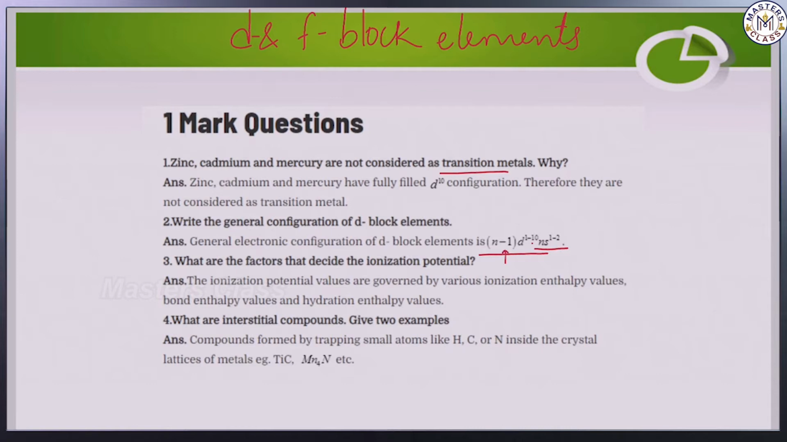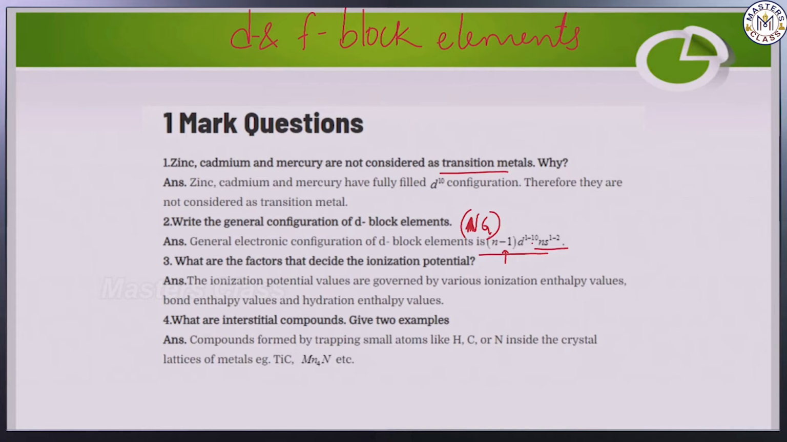That is, electrons keep getting added in the penultimate shell for the d orbital. Before that, the noble gas configuration will be there. Noble gas (n-1)d 1 to 10, ns 1 to 2. 1 to 10 means 1 to 10 electrons keep on getting added.